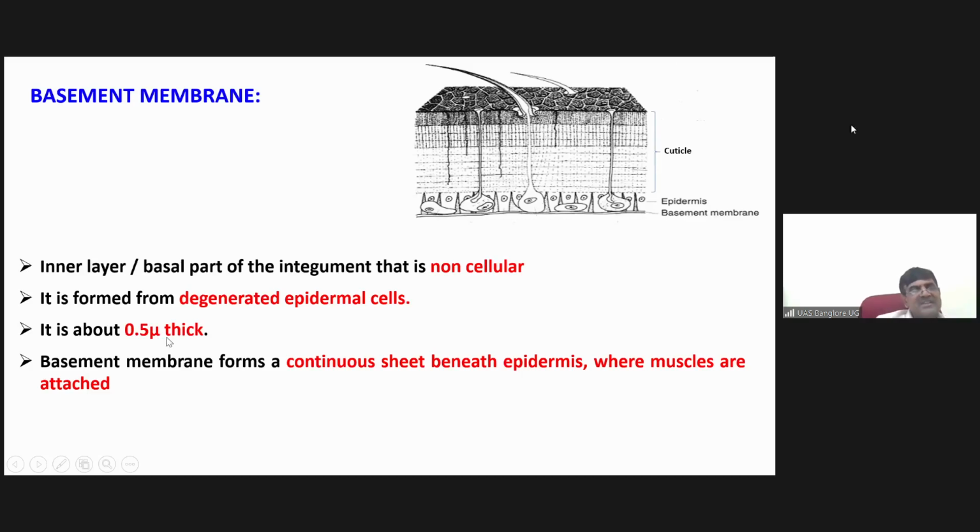So the measurement of this basement membrane is around 0.5 micron thickness, as you see in the diagram. This basement membrane forms a continuous sheath beneath the epidermis where muscles are attached. From this basement membrane, the muscles originate or attach. So this is about the bottommost layer, that is basement membrane.